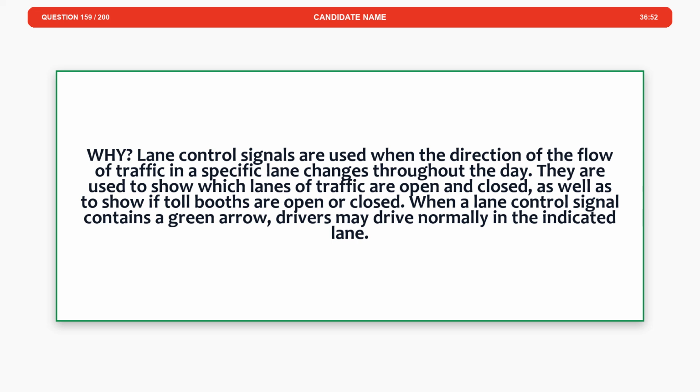Explanation. Lane control signals are used when the direction of the flow of traffic in a specific lane changes throughout the day. They are used to show which lanes of traffic are open and closed, as well as to show if toll booths are open or closed. When a lane control signal contains a green arrow, drivers may drive normally in the indicated lane.